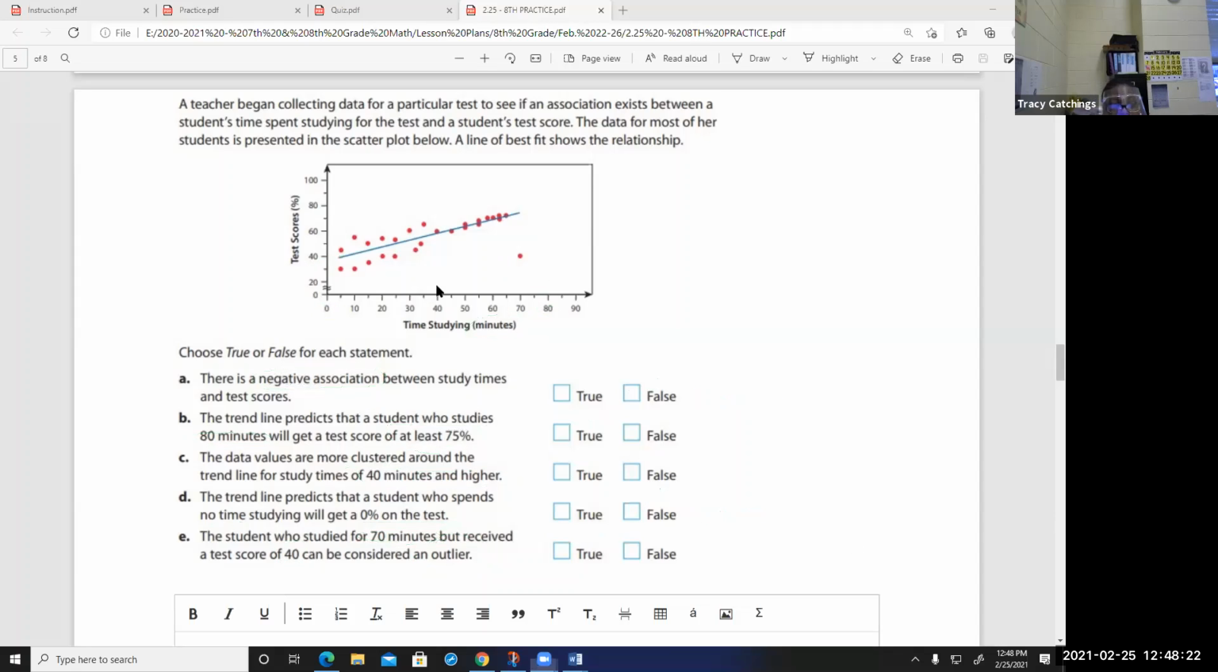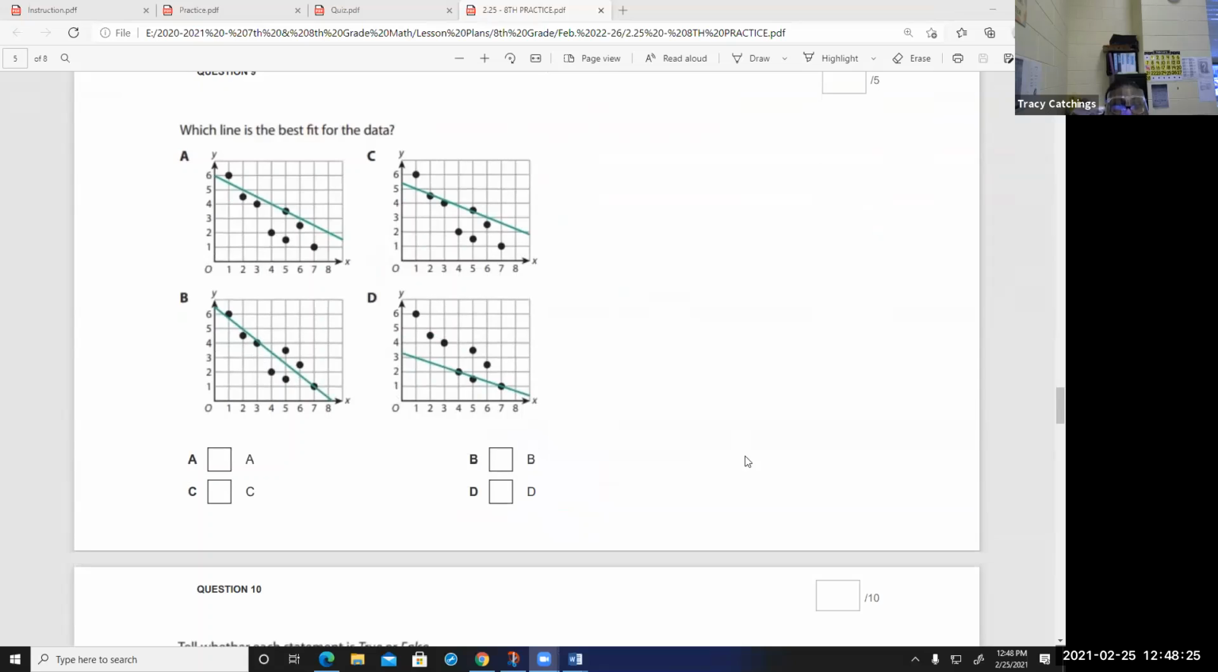I'm gonna try to get us through as much as we can with others. All right, number 9, which line is the best fit for the data? B? Okay. A and C look like they had too many on the bottom, and then D looks like it got too many on top. Good job. B is the correct answer.